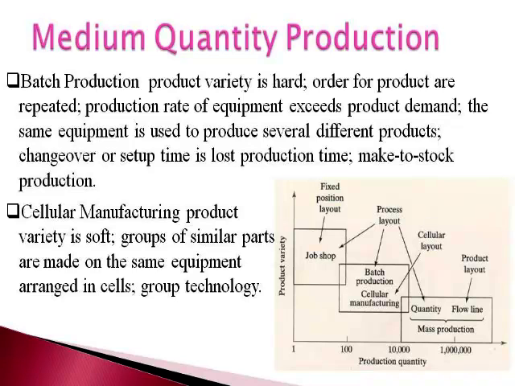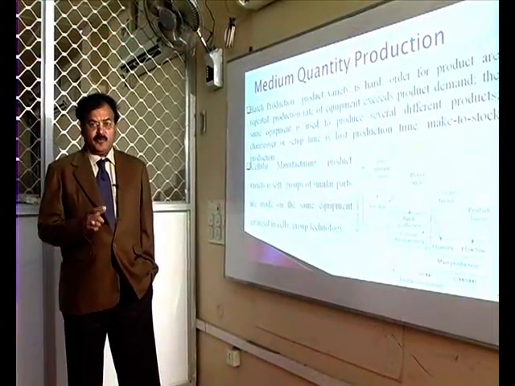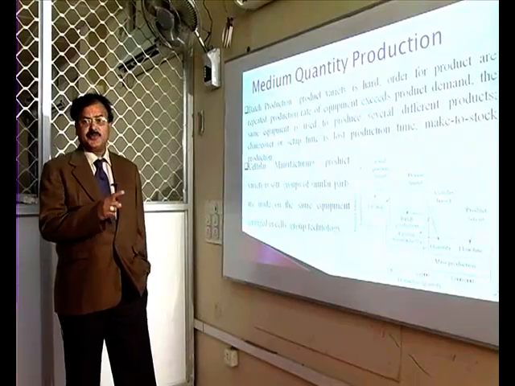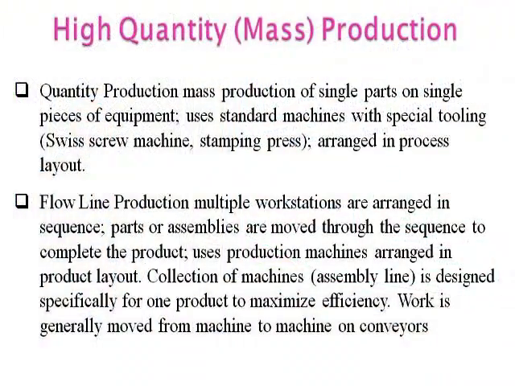Cellular manufacturing: product variety is soft. Groups of similar parts are made on the same equipment arranged in cells, and a group technology based manufacturing system can be adopted to meet the medium variety, medium volume production systems, that is group 2 and group 3.